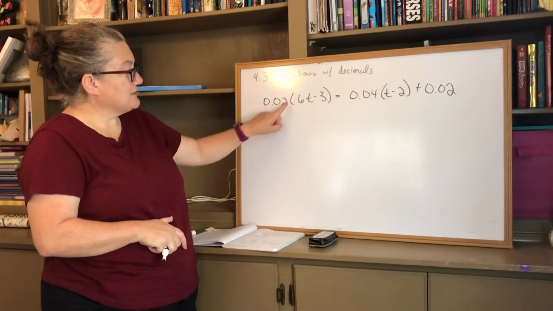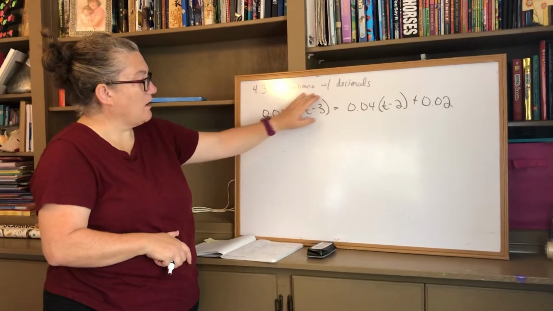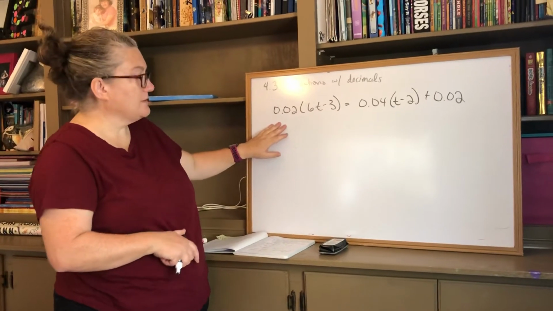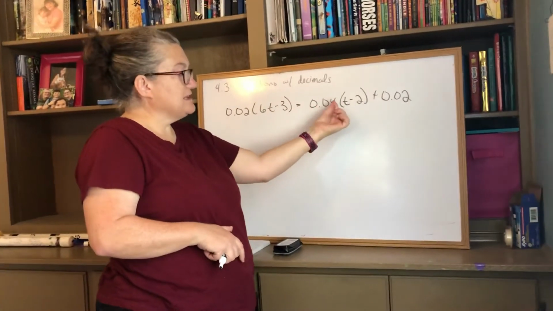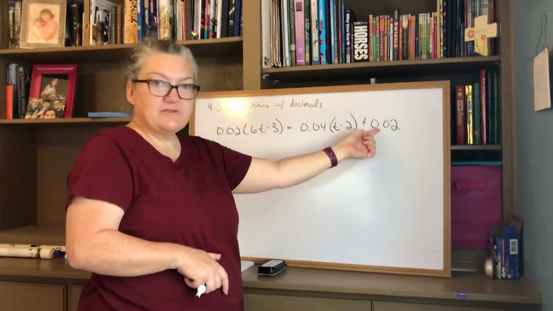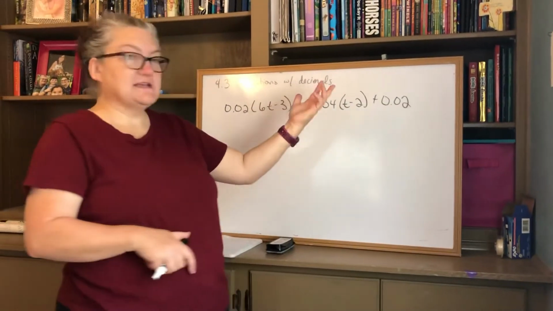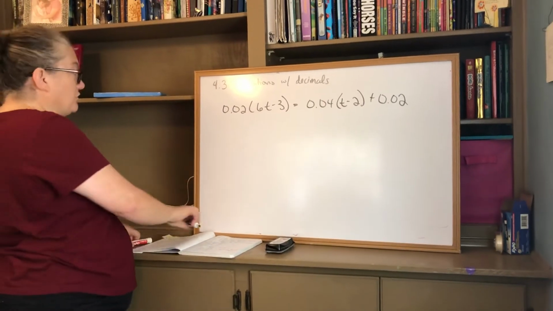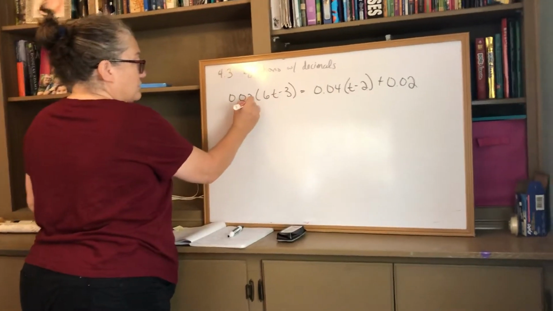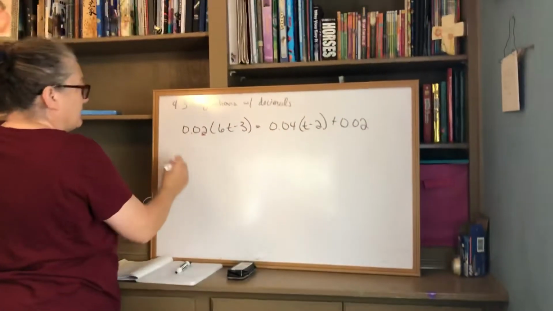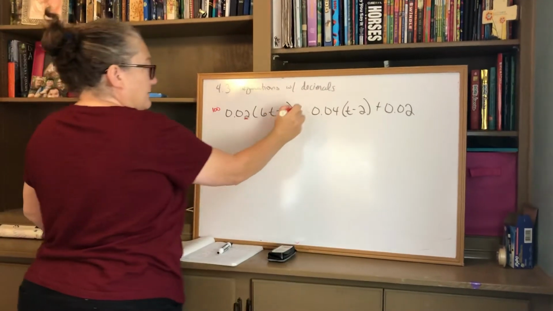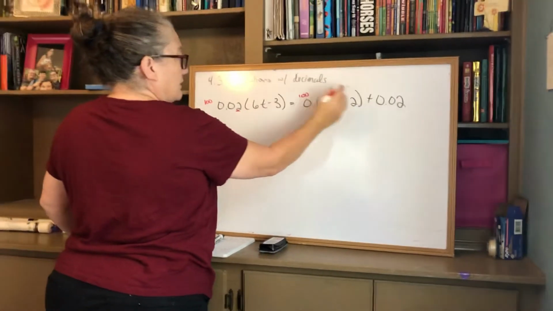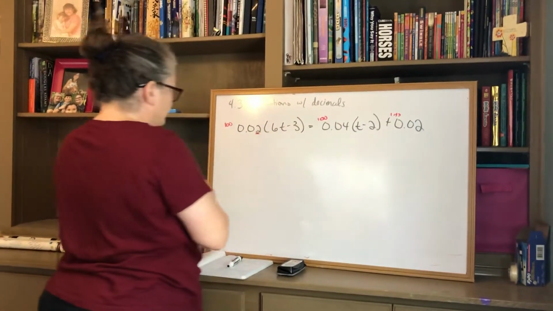Okay? So this right here is multiplication, so that means that all of that is one term. This is multiplication, so this is one term, and then we have a third term. So this equation has 3 terms. That means we're going to be multiplying 3 things by 100. 100 because this is in the hundredths place value. So I'm going to multiply by 100, 100, and 100.